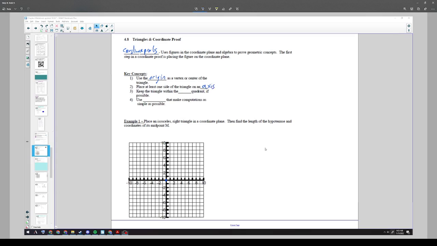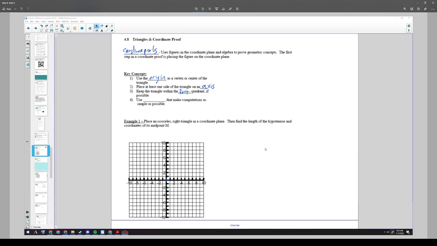So if we have a triangle, we don't want to draw it like this. We want to have one of those sides flat against an axis. Again, I think of that like engineering. If I'm setting up something for 3D printing, I want it to be flat against the print bed, so I want my shape to have a flat face laying on the ground to where it's going to print as it builds up. Keep the triangle within the first quadrant if possible.